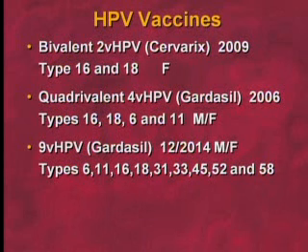It covers 16 and 18, and 6 and 11, which cause 90% of genital warts. And the 9-valent was just recently approved in 2014 for males and females. It covers all the ones in the quadrivalent, plus 31, 33, 45, 52, and 58. Now, Gardasil 9, of course, protects against cervical, vaginal, and vulvar cancer in females and anal cancer in males and females. And it also prevents genital warts.